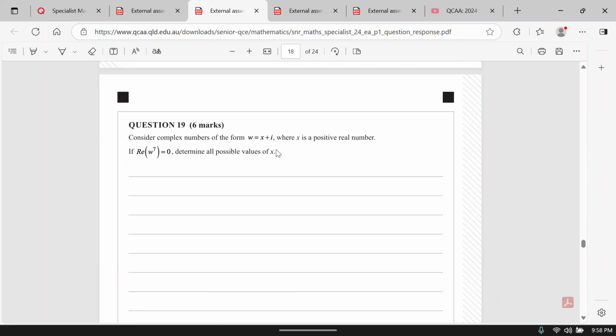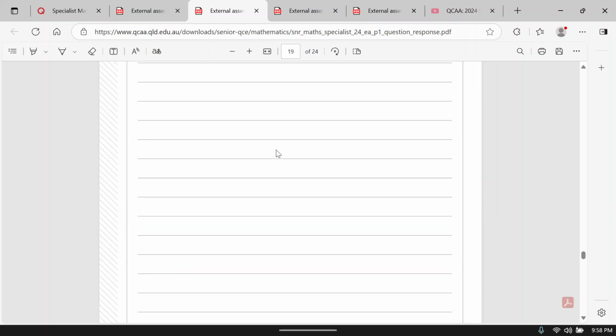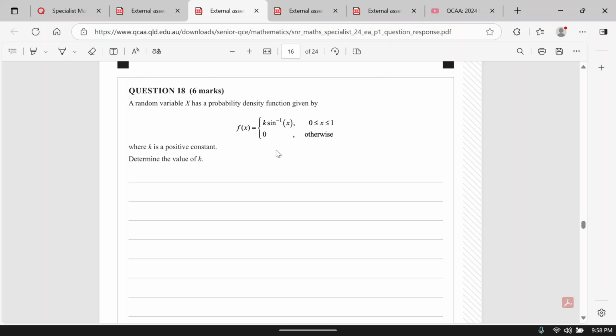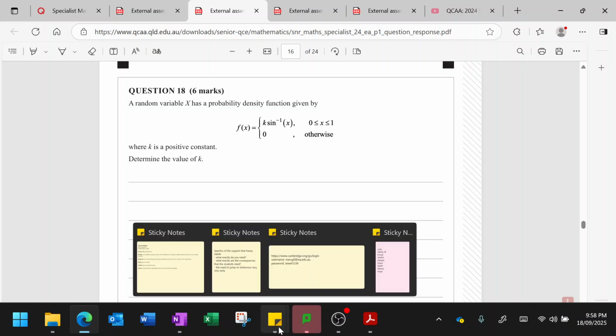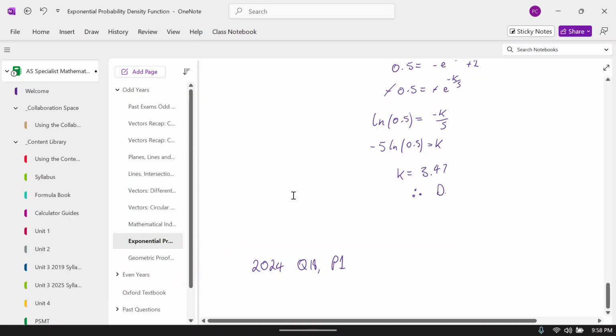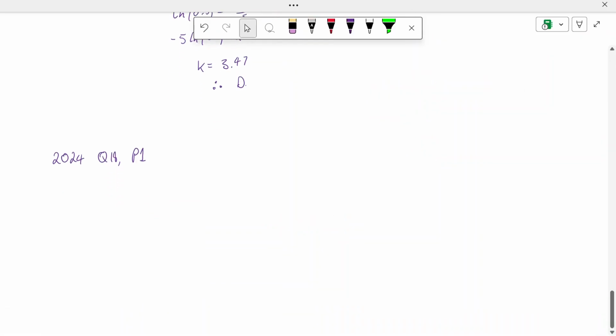Question 18 is the second last question on this paper. So it is a complex unfamiliar. Now I'm asked to determine the value of k. Let's dive in and have a look. The first thing that I'm going to do here is I'm going to use one of those earlier properties, which was that if I think about the area underneath the entire curve, I know that that equals 1.